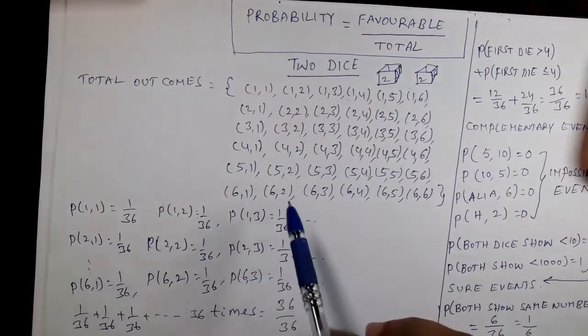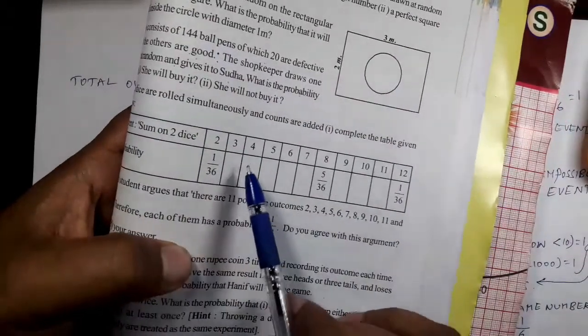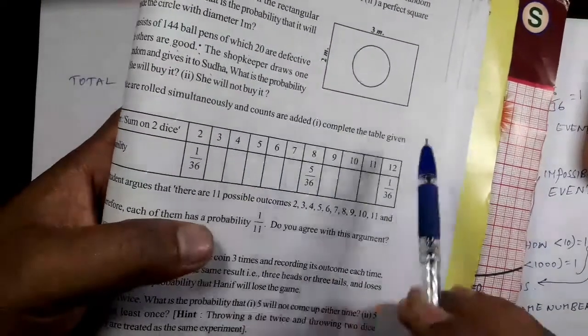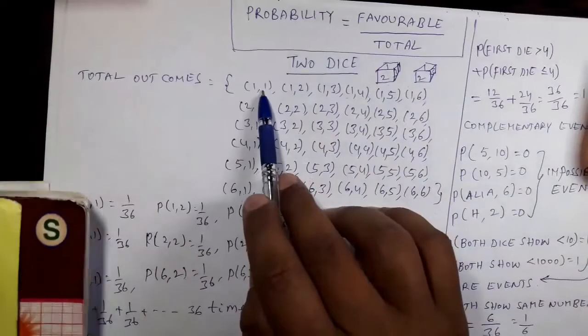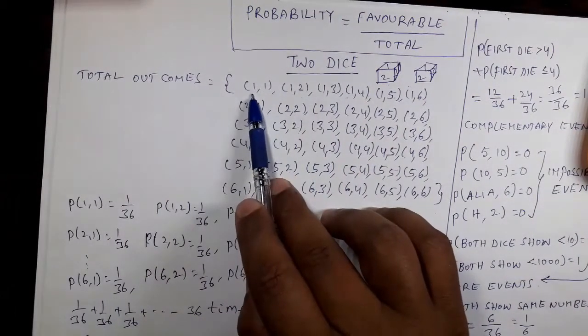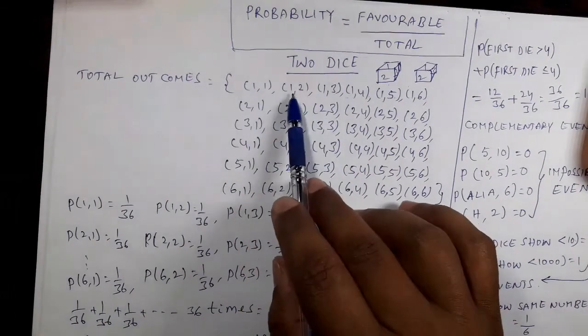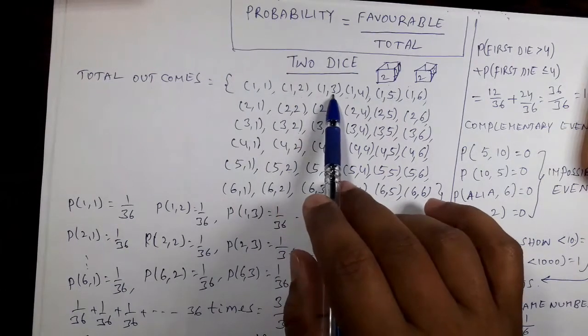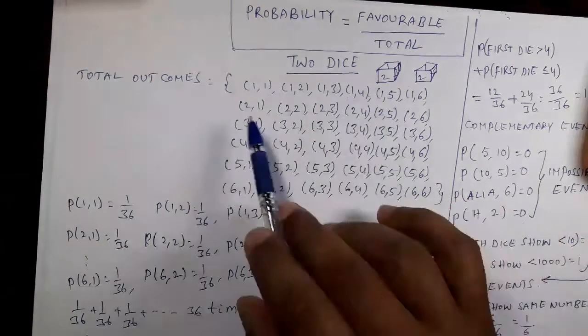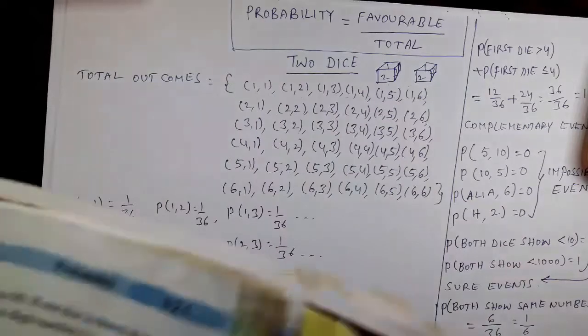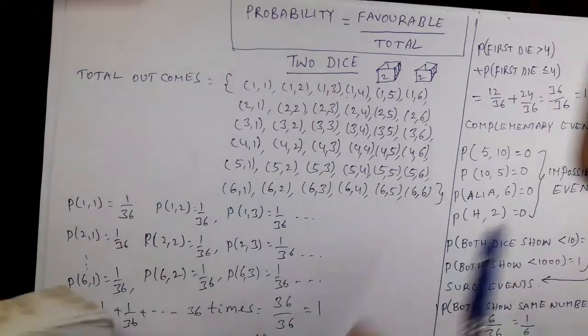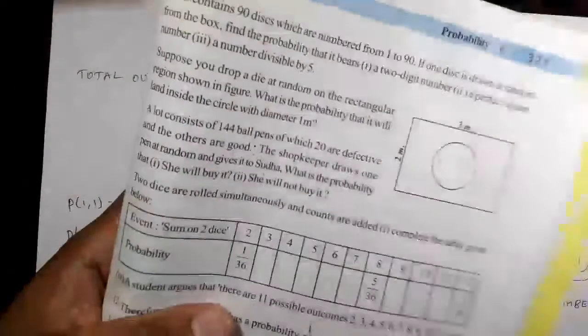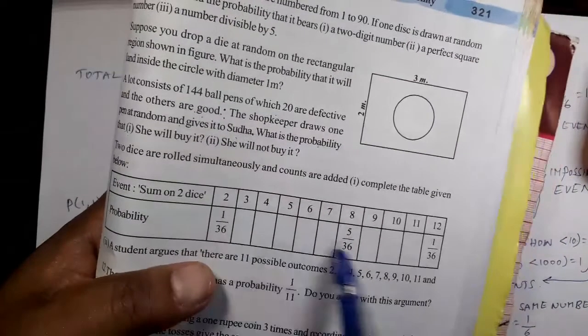Now, what he is doing in this case is rolling 2 dice and simply adding the outcomes. So what is the sum of the two outcomes? 1 plus 1, 2. In this case, 1 plus 2, 3. 1 plus 3, 4. 1 plus 4, 5. In that way, he is adding and writing. He has written all the sums and he is asking us to fill this table.